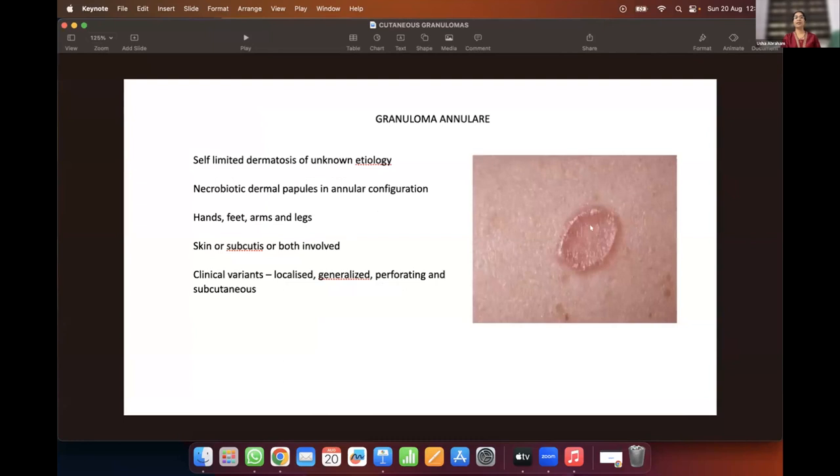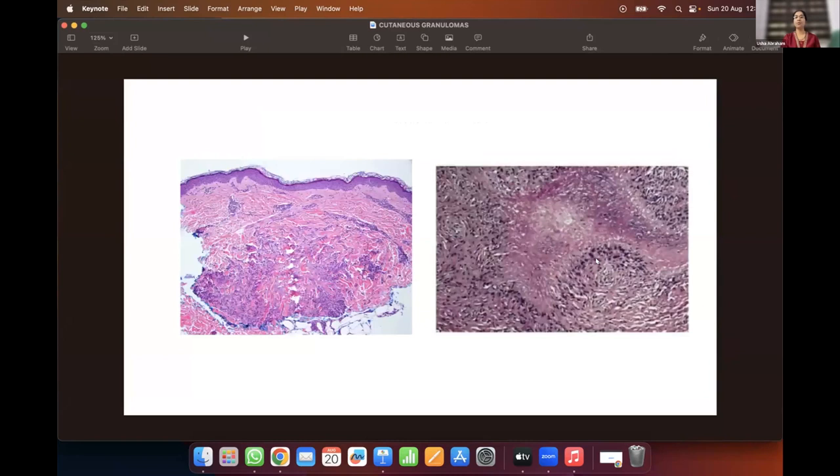So the first one, granuloma annulare. You know it is a self-limited dermatosis. You do not know the etiology. You see these necrobiotic papules in annular configuration, seen on the hands, feet, arms, legs. So here the skin and the subcutis are both involved. So you can see the histopathology here.